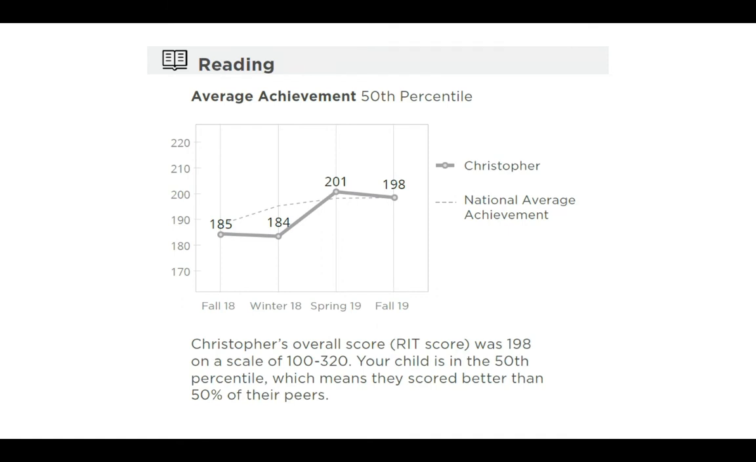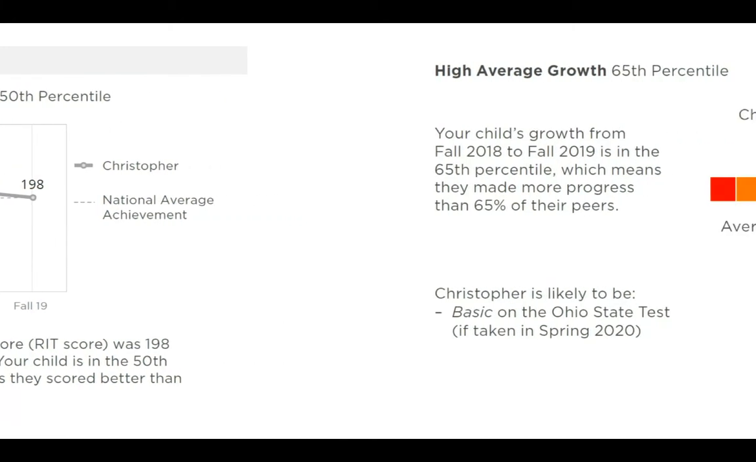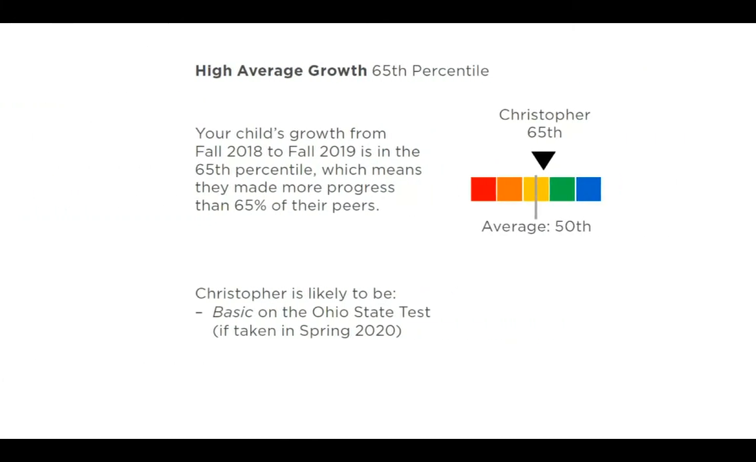The achievement data tells us how Christopher is doing each season. To get a more complete picture of Christopher's progress, we can also look at his growth over time. The growth section shows Christopher's family that he's at the 65th percentile for growth in reading, which means that he grew as much or more than 65% of similar students across the country. This is something to get excited about.